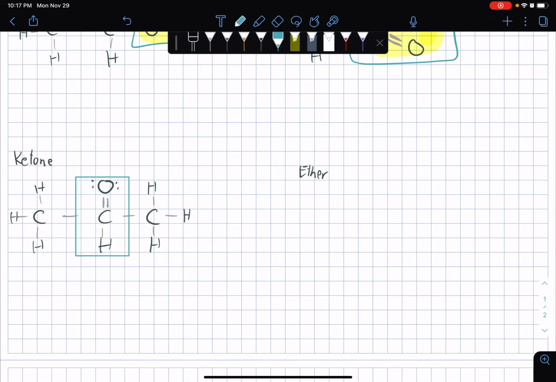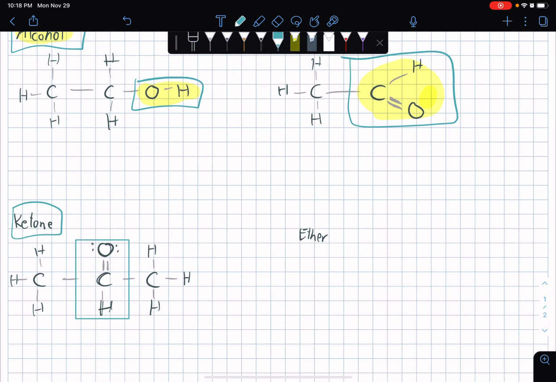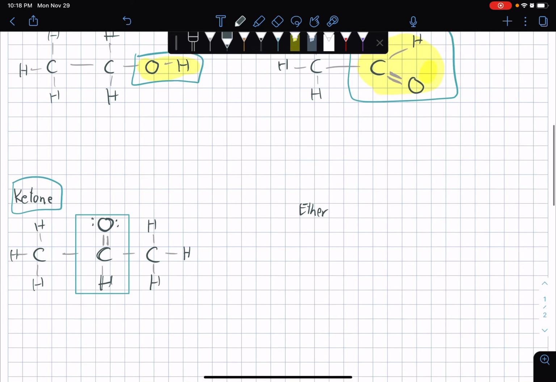I can tell you right now that this is the structure for ketone. You have to remember that C, H, and O are linked together in that kind of respect. So that's ketone. Let's move on to ether.